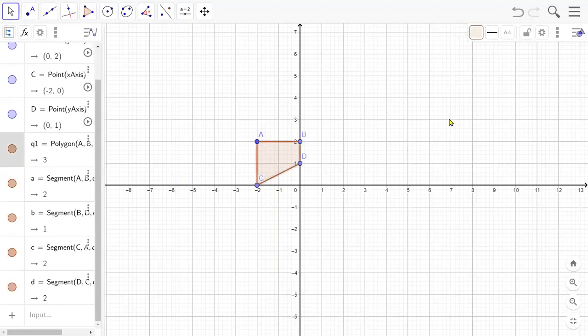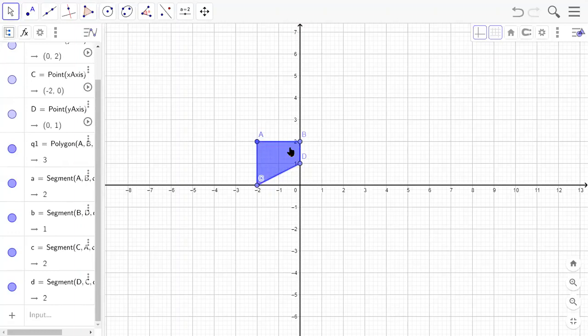Let me use the next color. Here are the options for the color. Let me just use this blue color. Okay, this is the object, and we are just going to rotate this object.